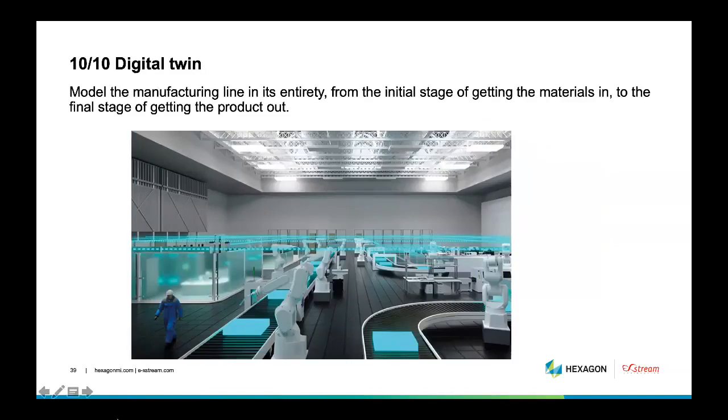And then the final ambition of the 10X initiative is really to have a digital twin of the entire manufacturing line. So for your entire manufacturing line, you have a model which is valid from the initial state where you get the raw materials in your factory or manufacturing line, until the final stage where you get your final products out. So that's really the ambition, to have a digital twin of the entire manufacturing line.